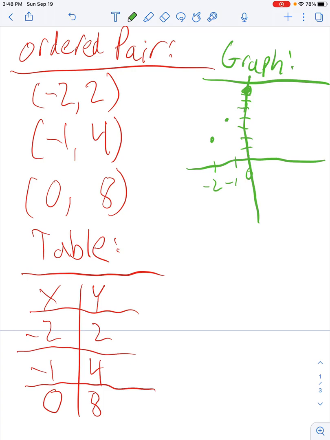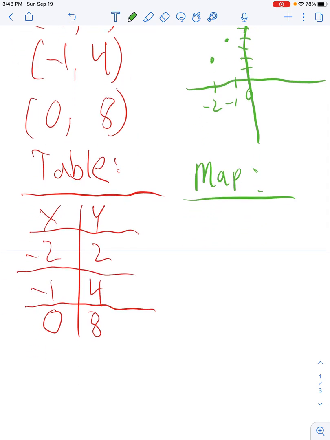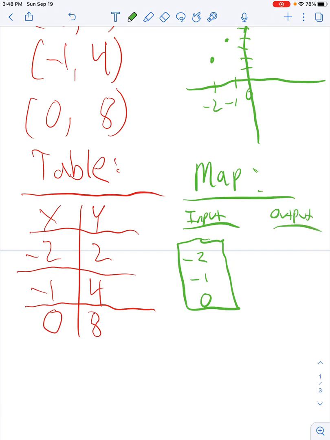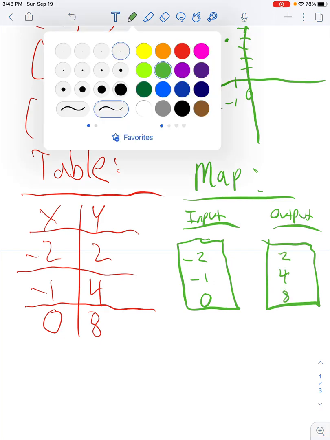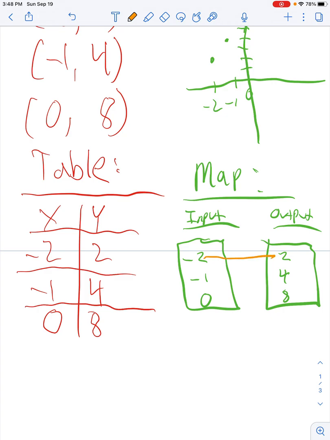The final method that we can represent functions with is with a map. And again, it might be a little different definition of a map. It's like a mapping diagram where I'm going to say I've got inputs. So say my inputs are -2, -1, and 0. And then I've got my outputs, and I might say that they are 2, 4, and 8. And again, it might be like, hey, here's my output, here's my output, here's my output. So those are the 4 different ways that you'll see functions represented.